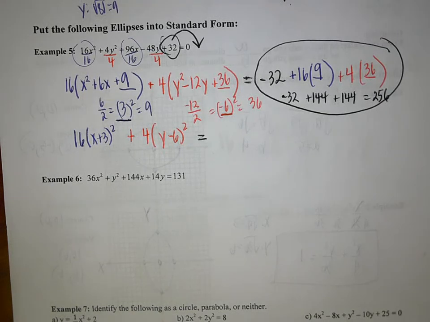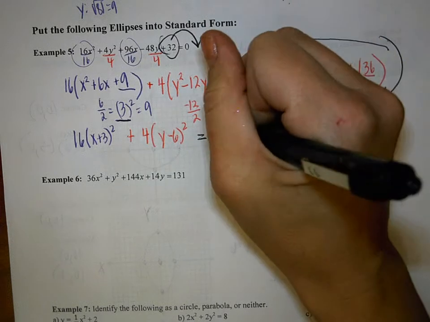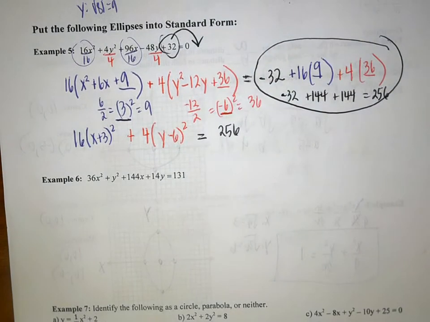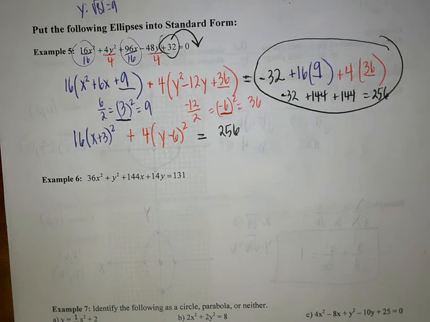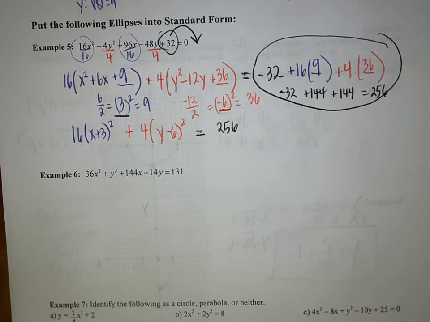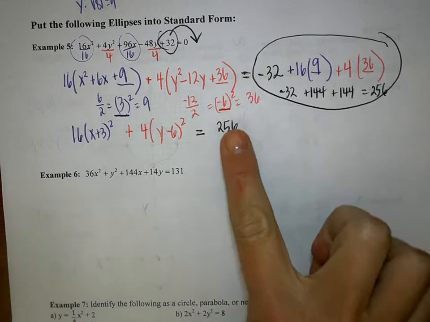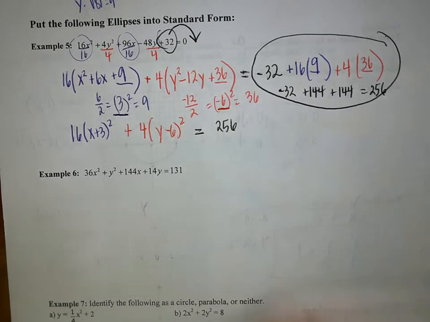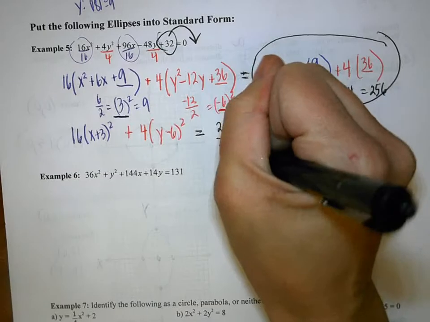Because we're adding the two 144s and we're subtracting 32, this equals 256. So then you just divide it by 2. Exactly. This is actually standard form, but even though it said standard form, it should be descriptive form. We always want it to end up equaling 1. So in order to get rid of this 256 here, what do we do? Divide everything by 256.